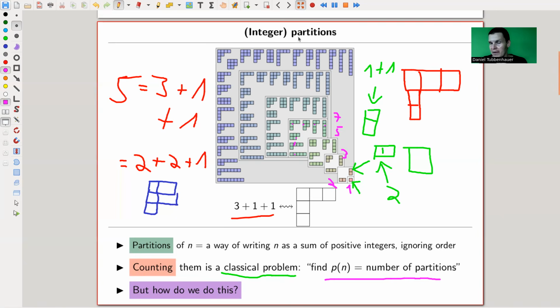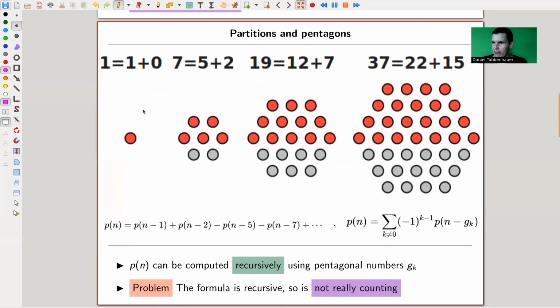So let's go through some results. So the first count I know is kind of very strange and essentially due to Euler. It's related to pentagons. Counting partitions and pentagons. And when I learned this, I was really surprised. What do integer partitions have to do with pentagons?